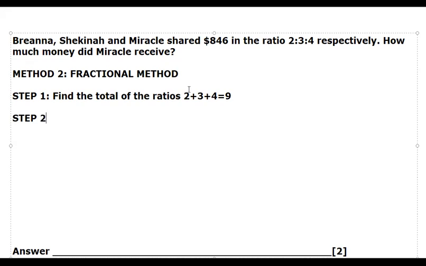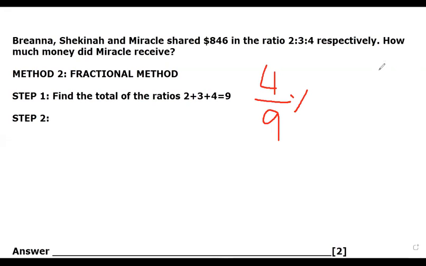So we look for Miracle, since she's the person that we're finding. And we see that she's entitled to 4 parts. So we say we have a total of 9. And of that 9, Miracle should get 4. Right? So in our fraction, we have 4 out of 9. And we multiply this by the total amount, which in this case is 846. Okay, now 846 is a whole number. I want to turn it into a fraction. The way you turn any whole number into a fraction is you put it over 1.